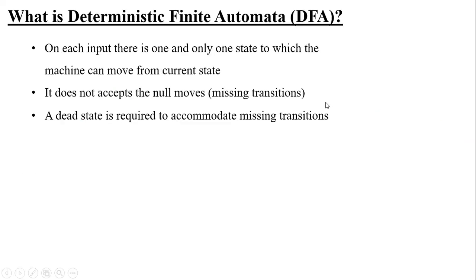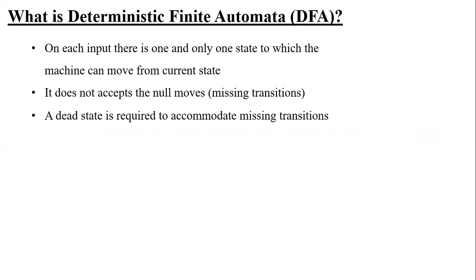Now, there are actually two classes of finite automata. One is non-deterministic finite automata and the other is deterministic finite automata. In this video, we will discuss only the deterministic finite automata. Deterministic, by meaning, it means that we can predetermine the next state on the current input. So in each input, there is one and only one state to which the machine can move from the current state. So there is no other way.